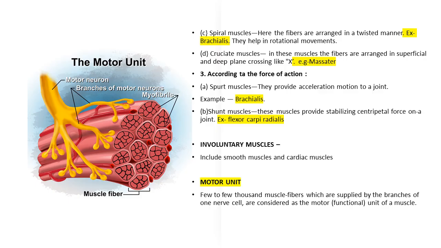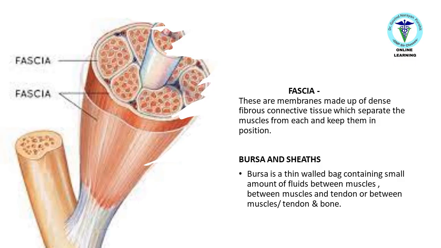Muscle fibers can be arranged in spiral, cruciate, and other patterns. The force of action also varies, providing different functions like acceleration and stabilization. Examples include the brachialis and flexor-carpi radialis. Fascia is a dense connective tissue that keeps muscles in position. Bursa and sheaths are fluid-filled sacs that reduce friction between muscles and bones, ensuring smooth movement.